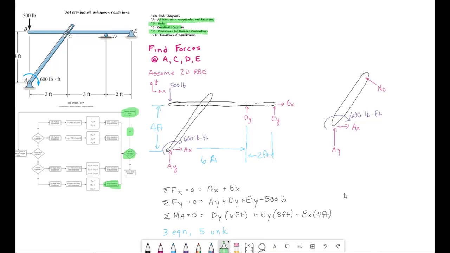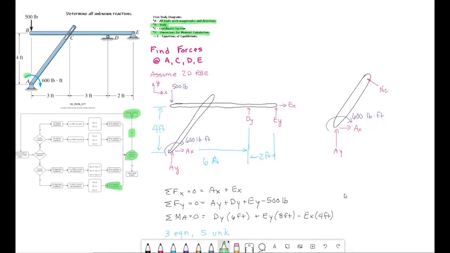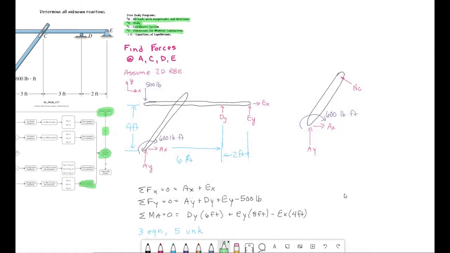Let's go with, as this moment tries to push the member AC down, right? So this whole thing is trying to spin this way. This pin here at C is pushing back against it and stopping that rotation. So that's what we show on that force, the normal force NC: we show the normal force is stopping the rotation.